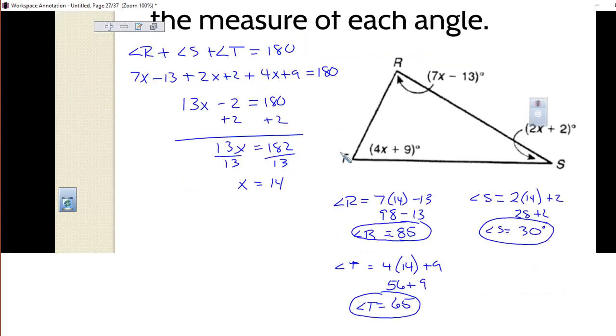All right, so as we set this up, we have 7x minus 13 plus 2x plus 2 plus 4x plus 9 is equal to 180. 7x and 2x and 4x give me 13x, and negative 13, positive 2 is a negative 11, negative 11 and a positive 9 is a negative 2. Add the 2, get 182, divide it by 13 and get 14. So now we go back and have to plug it in. We get angle R is 85, angle S is 30, and angle T is 65.